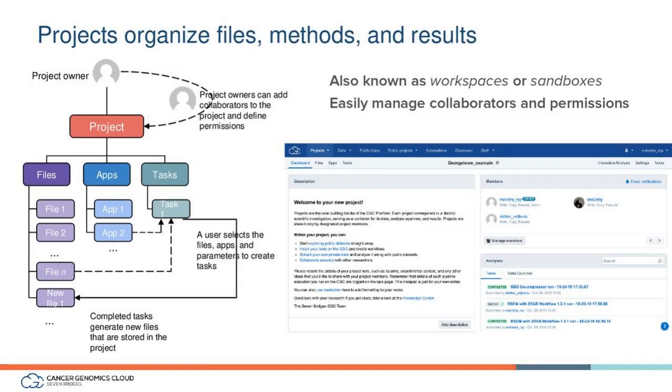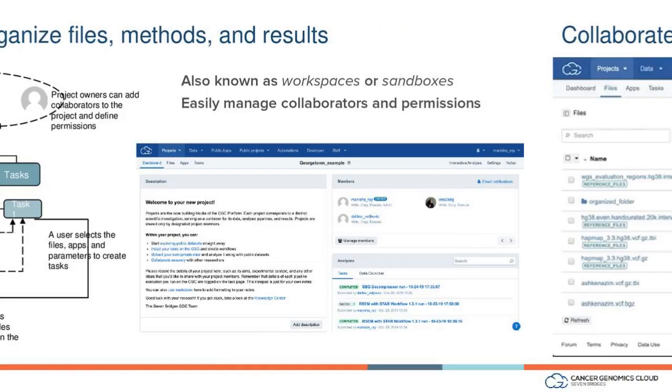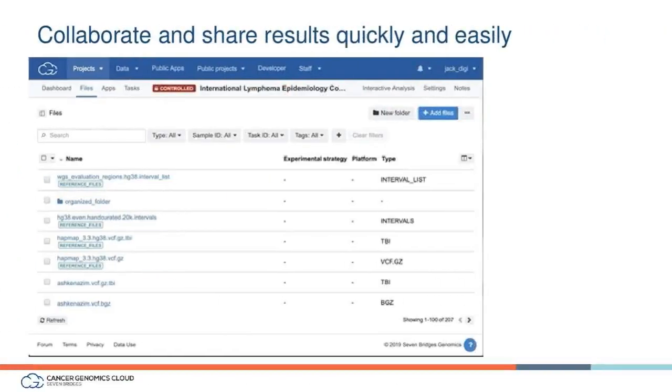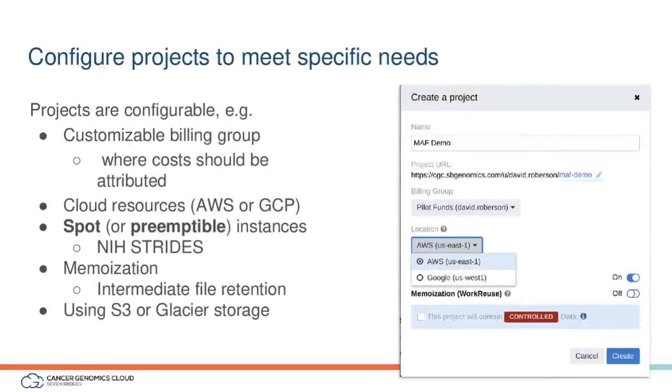Projects are also how you can do collaborative science by adding new members to your project. And when you add new members to your project, you can fine-tune their permissions and give them either read-only access or execute, or they could be co-administrators to your project as well. And it's very easy to share results by adding new members to your project.